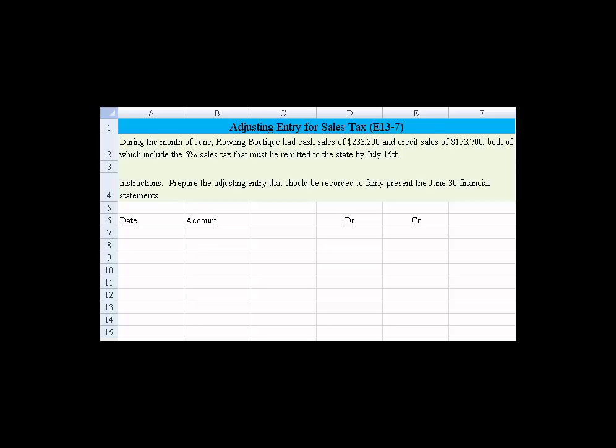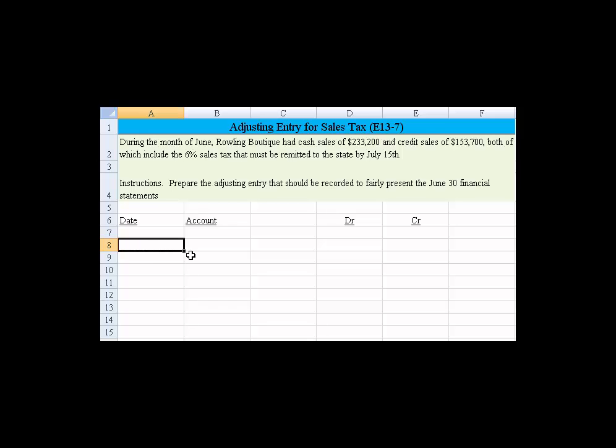Okay, let's take a look at this adjusting entry for sales tax. During the month of June, Rolling Boutique had cash sales of $233,200, and credit sales of $153,700, both of which include the 6% sales tax that must be remitted to the state by July 15th. And we need to prepare the adjusting entry that should be recorded to fairly present the June 30th financial statements. So let's give that a try.